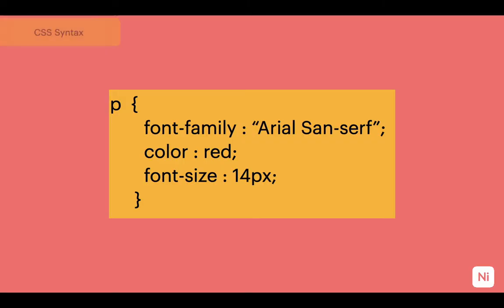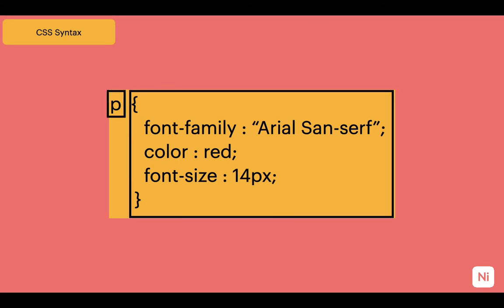CSS has its own syntax, or set of formatting rules to use. Thankfully it's pretty minimal, so it's not too difficult to learn. The most basic description of the syntax is that it includes a selector and a declaration block. The selector points to the element you want to style, and in this case it's an HTML paragraph element represented by P, and the declaration block, which is enclosed in curly braces, can contain at least one or more declarations. These declarations are simply the formatting instructions.